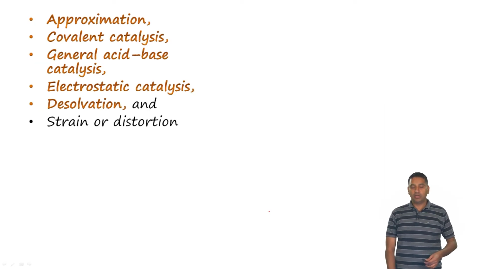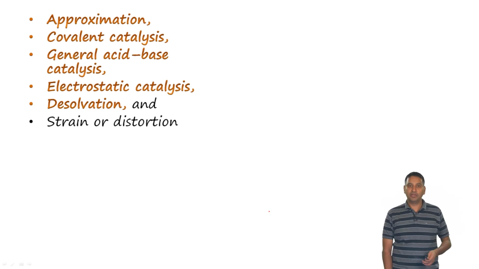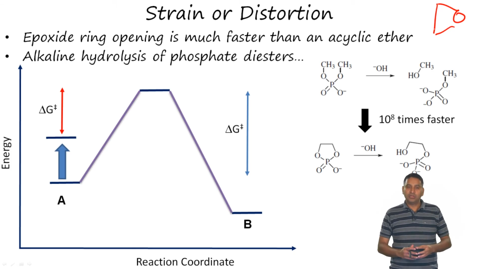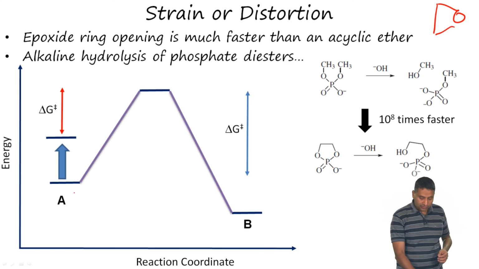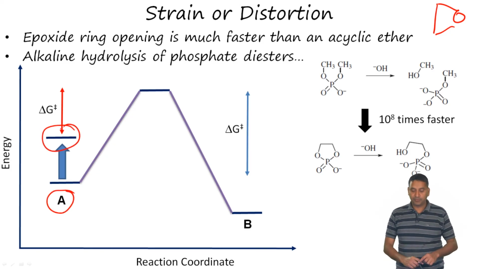Now, let us move on to the last way in which enzyme catalysis can be understood, which is strain or distortion. We all know that epoxide ring opening is much faster when compared to its acyclic ether counterpart. The way we understand this is that the oxygen is present in a ring which is highly unstable. Once the ring is opened, it results in increased stability. Therefore, this opening of the ring contributes to some instability in the reaction, and so one could understand this in terms of ground state destabilization.